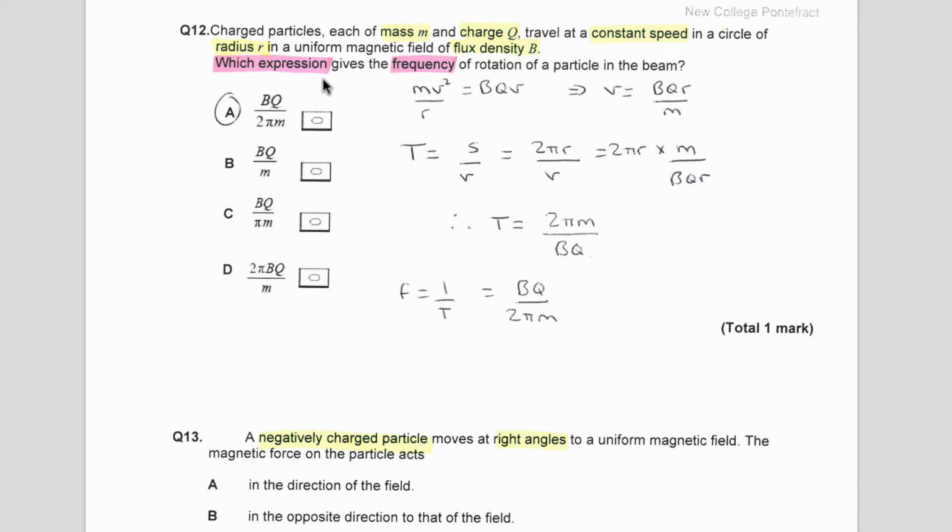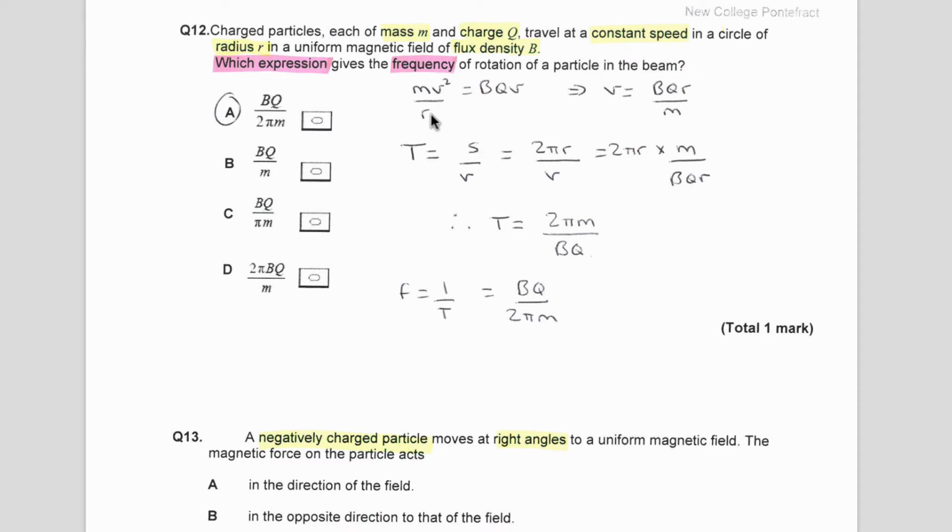So we want to know which expression gives the frequency of rotation of a particle in the beam. Basically these particles are going round and round in a circle, and what we want to know is how many times per second they go round in a circle. So what I'm going to do is work out the time period, because if I know the time period I can work out the frequency.